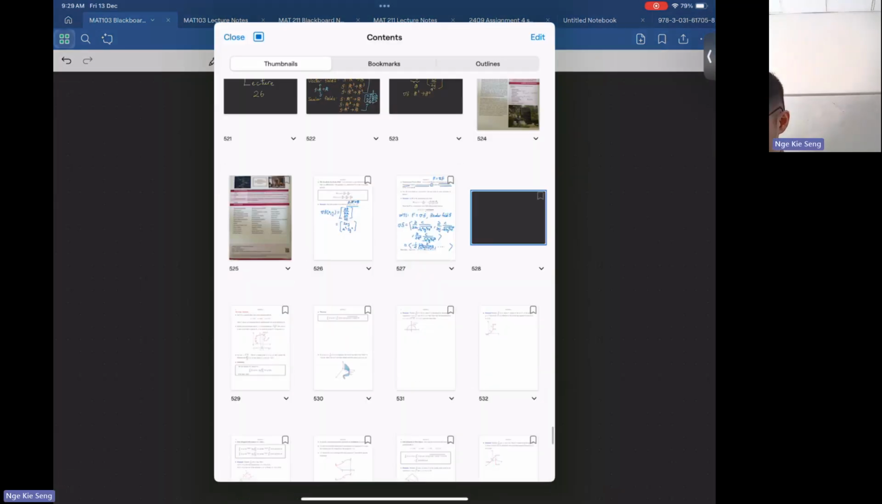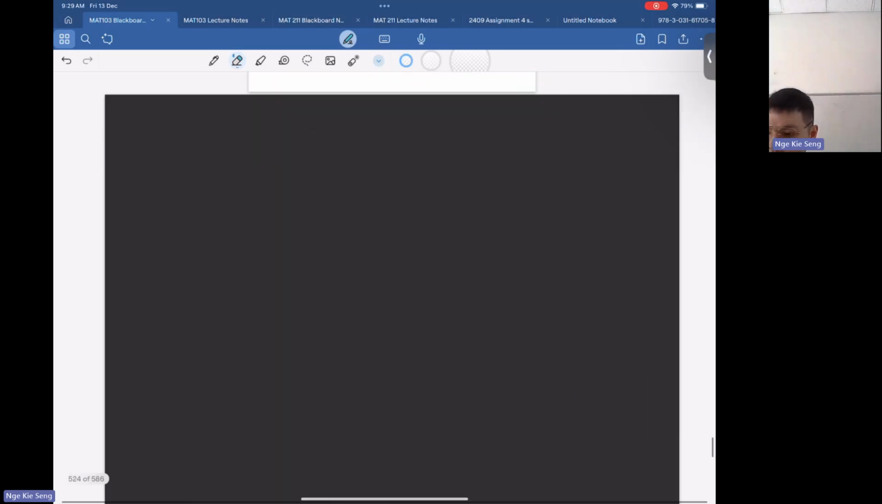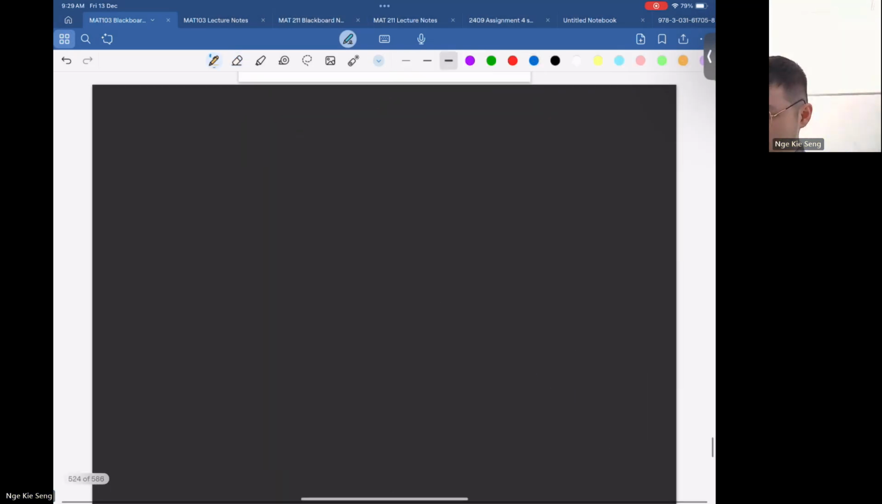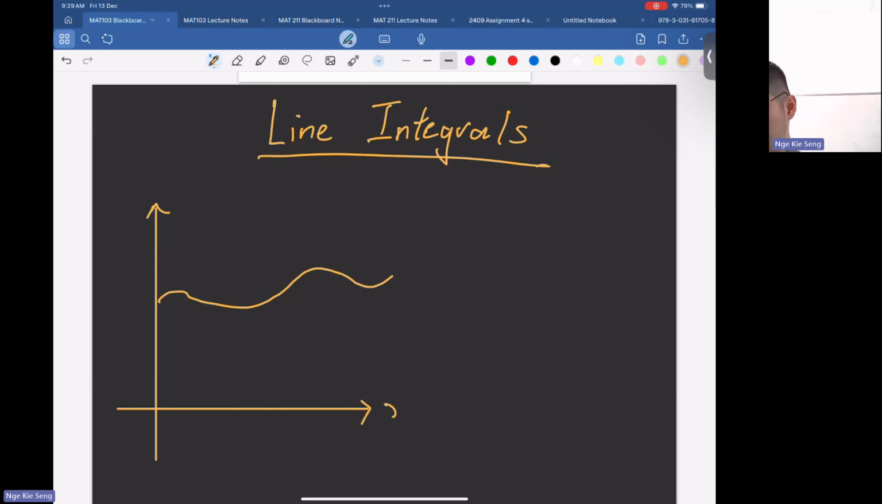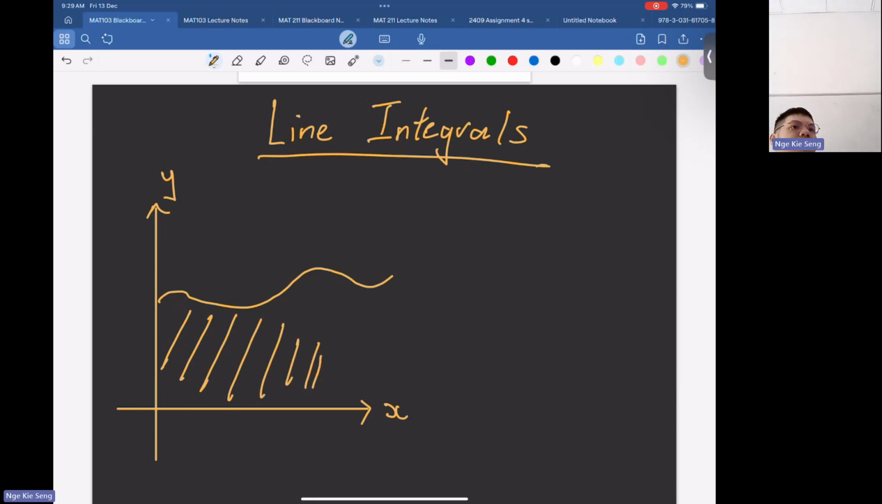So let's talk about the idea of line integral first. The idea of line integral is easy. It's generalizing what you did in calculus 1. In calculus 1, your graph lived on a plane, from x to y. So it's a kind of flat line integral here. You compute the area under this line.